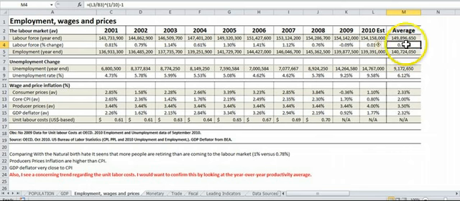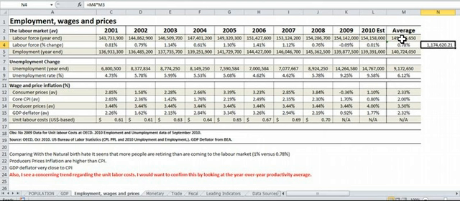So for example, let's look at the average. The average labor force is, call it, 150 million people in the United States. And the average growth in the labor force is 0.78. So what I can do is take 0.78 and multiply it by the labor force, and I get 1,174,620 workers. That's for an entire year.